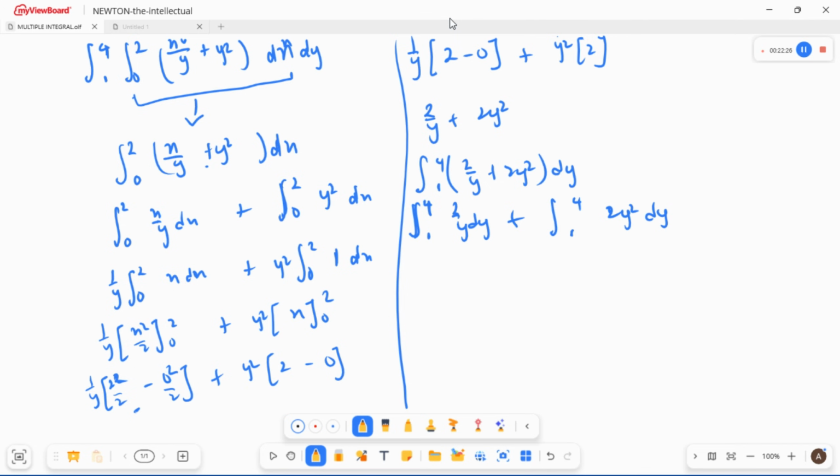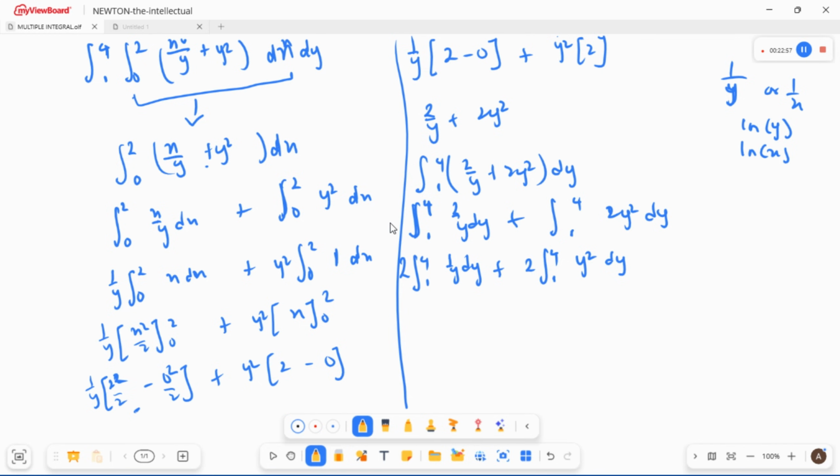We have 2 over y, basically, so we can bring out the constant. So we have 2 times the integral from 4 to 1 of 1 over y dy plus 2 times the integral from 1 to 4 of y squared dy. Remember, whenever you integrate 1 over y or 1 over x, it always gives you the natural log of that variable. Because here we're integrating with respect to y, we're going to be having natural log of y.